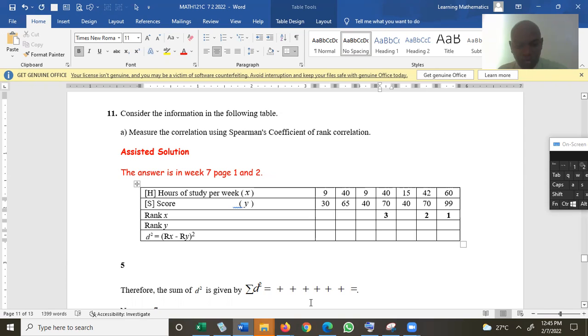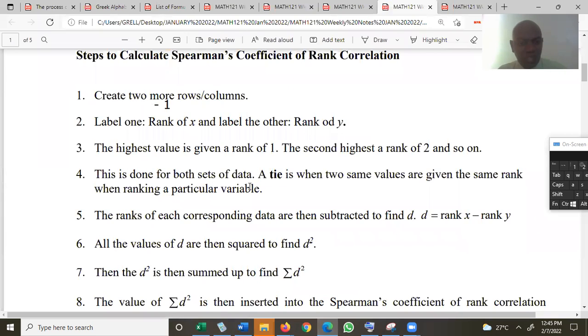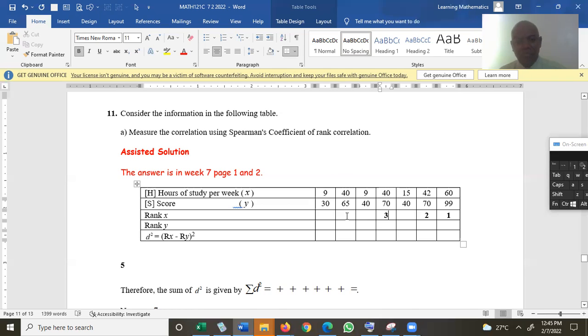What does the note say about when you have a tie? It says this is done for both sets of data. A tie is when 2 same values are given the same rank when ranking a particular variable. So we are ranking hours, and it so happens there are 2 40s. So both of them have a tie between them, and they both come out third. We are ranking hours, which is X. So 40 and 40, 3 and 3.